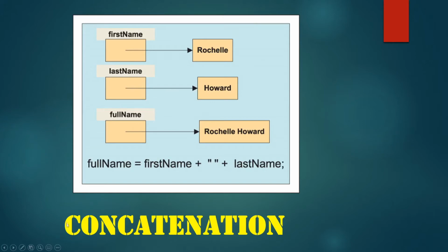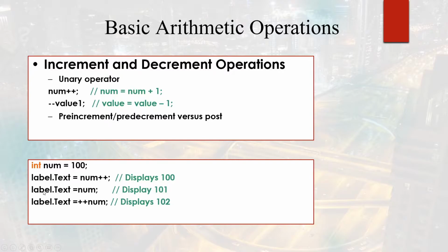Okay, so here once again, first name is Rochelle, last name is Howard. Full name, because of this operation down here, full name equals first name plus blank space plus last name. This is what would be inside of full name in the memory, Rochelle Howard. And notice there would be a space in there. And that's what our string would do. And that is called concatenation. Concatenation. And we do it all the time. It's a very common thing for us to do in programming.